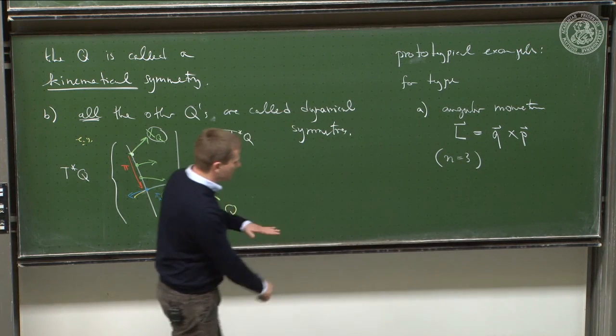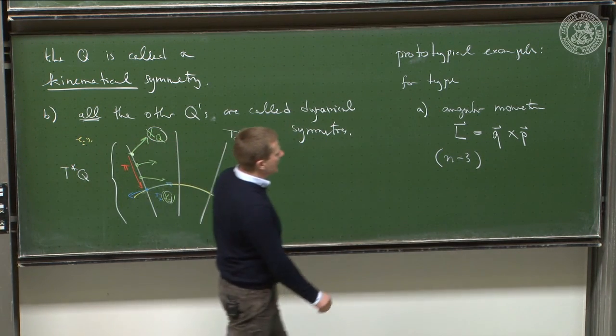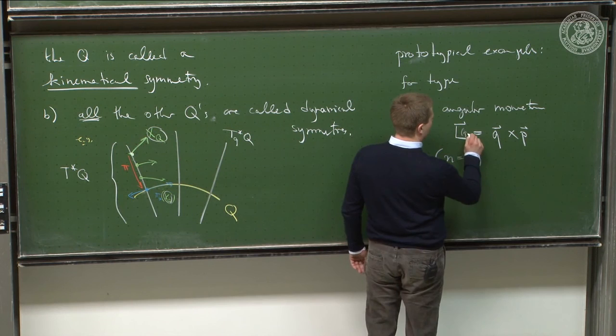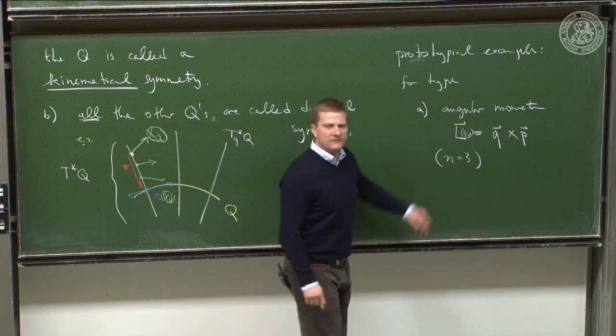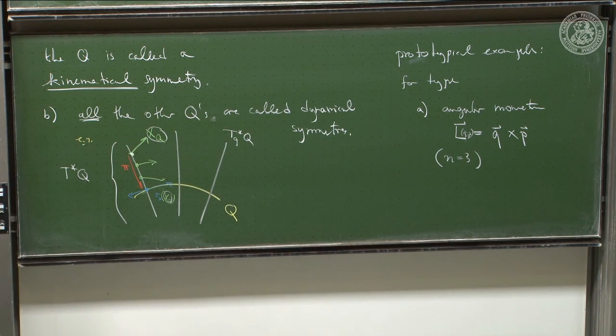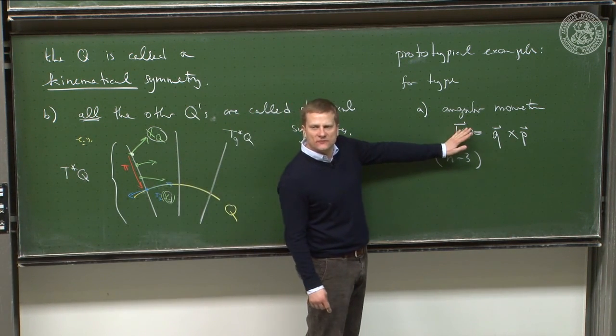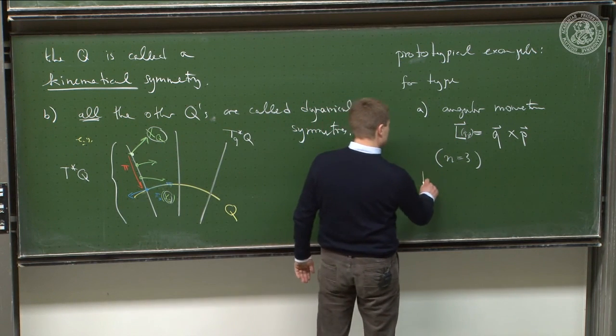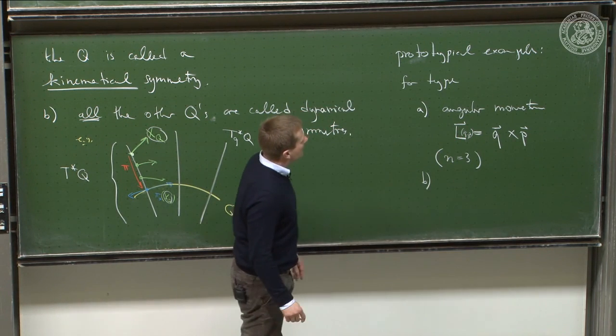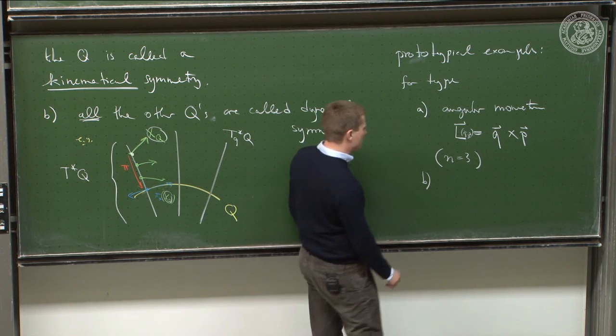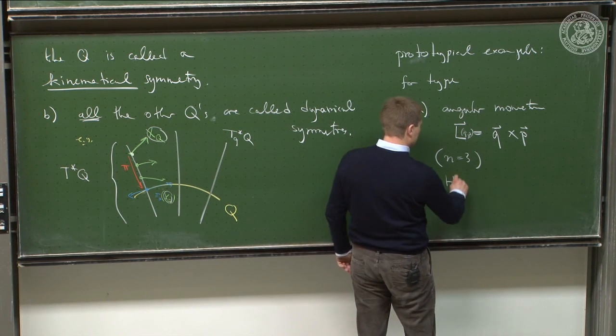That is a Killing vector field down there. But you see, the angular momentum is an observable on QP. So a Killing vector field is the push forward of the Hamiltonian vector field with respect to the 3 components. So there are 3 conserved quantities here. That's this.